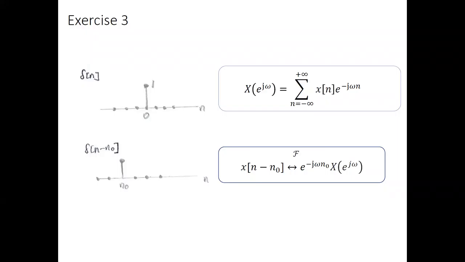Here I didn't specify whether n0 is larger than zero or less than zero. So it can be either case. But as long as the impulse occurs at n0, the expression is delta of n minus n0.